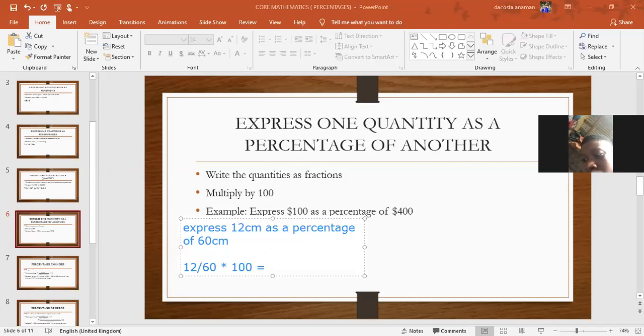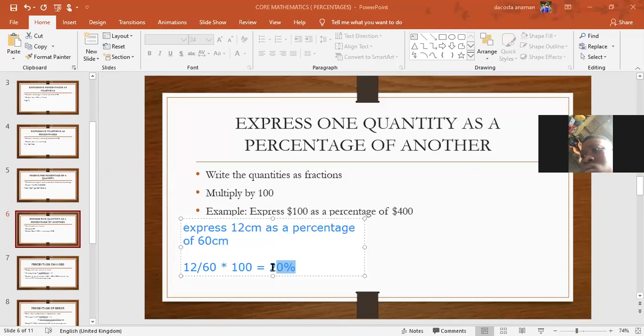What's 12 over 60? Are you our SHS people? Oh, welcome Petra. The SHS people, so you use the calculator. So 12 over 60 times 100, and that will give you what? Okay, thank you for the nice answers. Okay, so this will give you what? 20%. That's the answer.